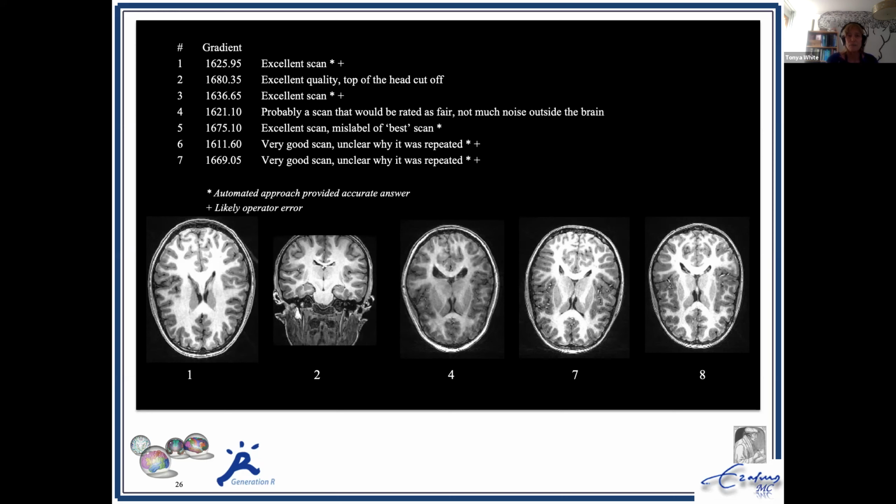There was some that would be rated fair, but didn't have much noise outside the brain for some reason, but the scan was fair. There was one scan which should be removed, but the algorithm wouldn't pick it up. You could add something to say, is the whole brain in there? But I didn't do that. But a child moved, and so you had part of the head cut off. And so that would need to be repeated.